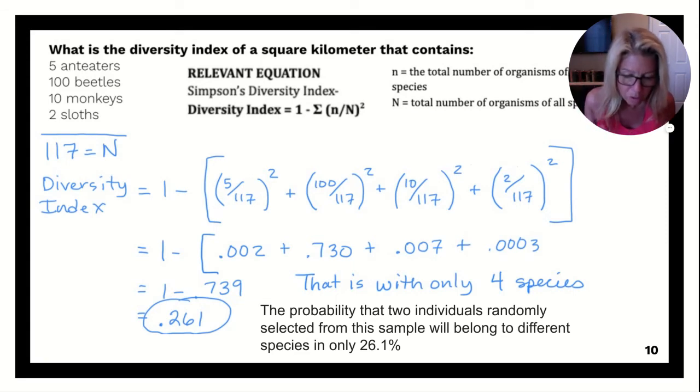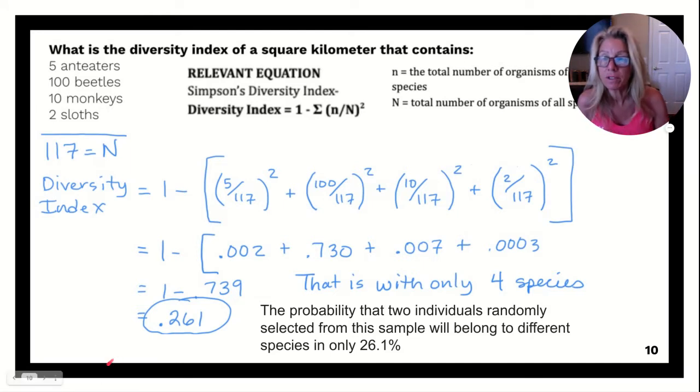So on your notes, you have species diversity is beyond just composition. It includes, this is what you need for your notes, little letter A, relative abundance of each species. And then for B, diversity index, it represents the probability that two individuals randomly selected from a sample will belong to different species.